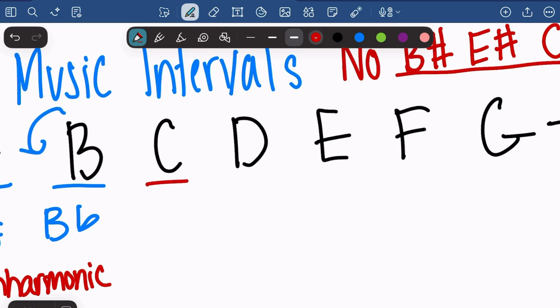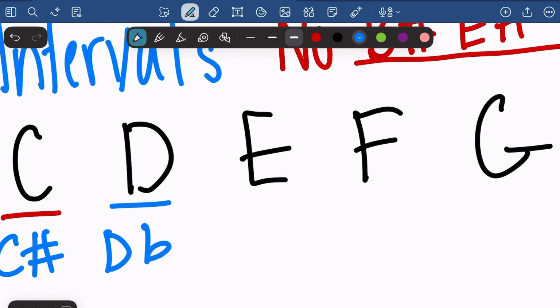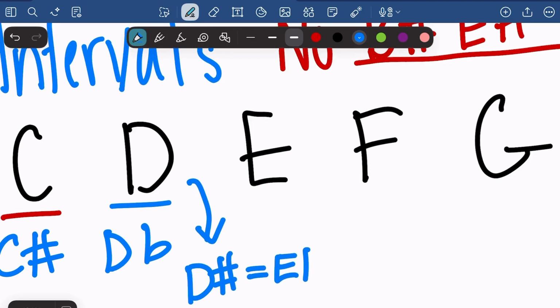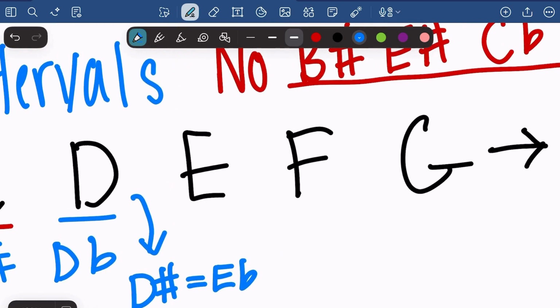So moving on, if we start from C and raise it by a half step, we call this C sharp. And if we lower it by a half step, starting from D, we call this a D flat. Do you get the pattern now? Now, between D and E, we can call this a D sharp, or we can call it an E flat. Again, these are called enharmonic pitches.